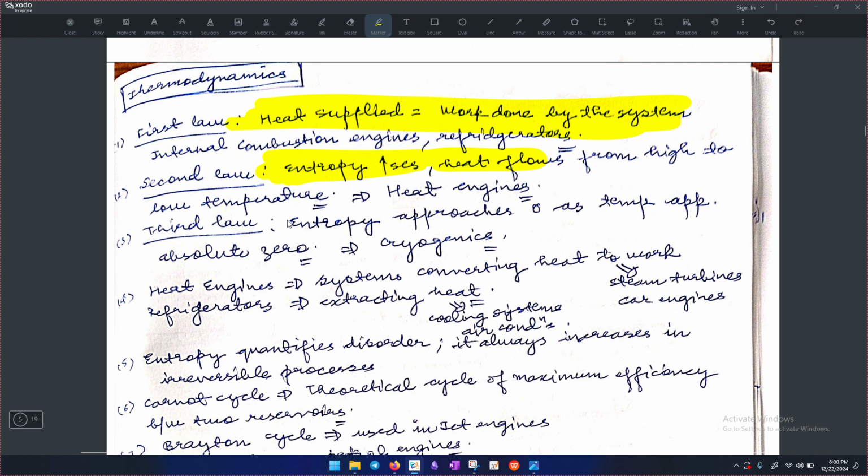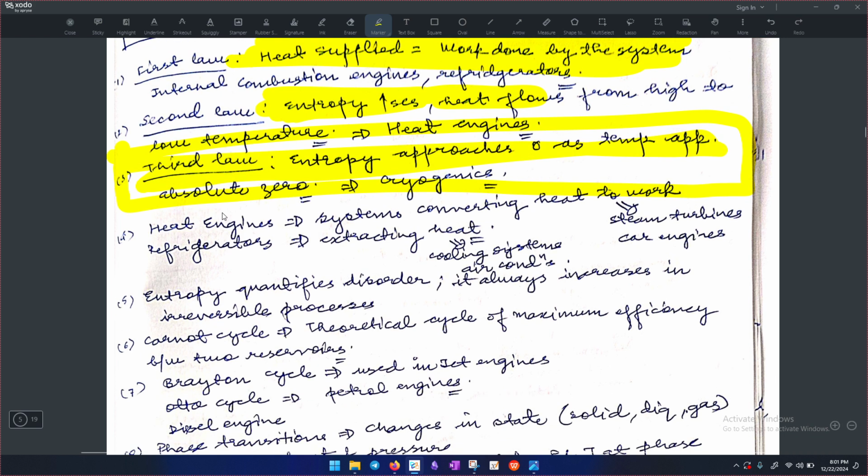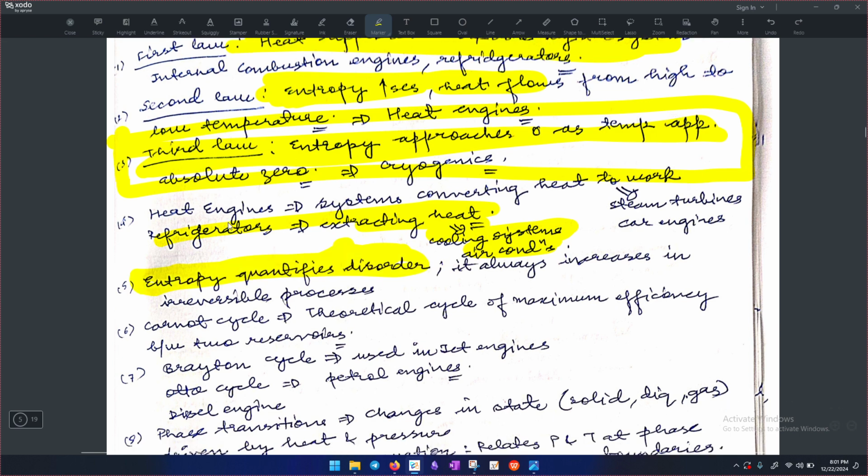Third law: entropy approaches zero as the temperature approaches absolute zero. This is used in cryogenics. Heat engines are systems converting heat to work. Steam turbines, car engines, refrigerators extracting heat, cooling systems, air conditioners. Entropy quantifies disorder. It always increases in irreversible processes.